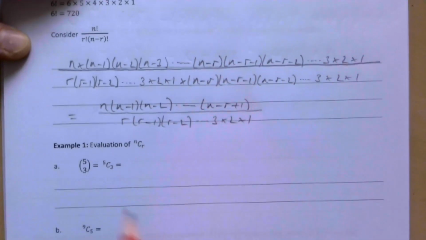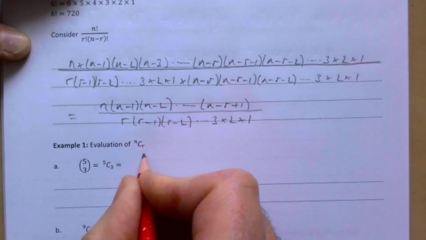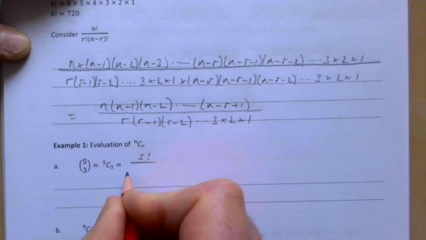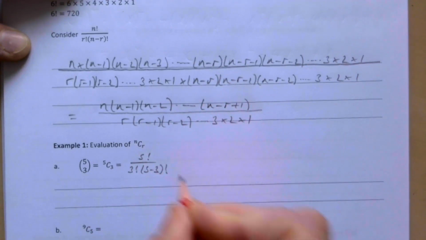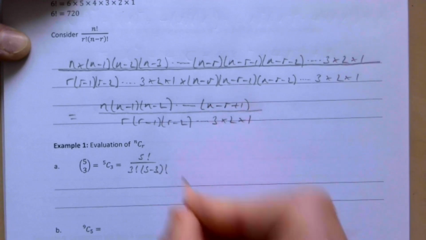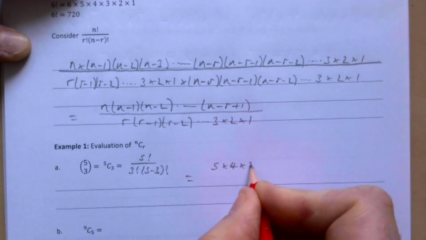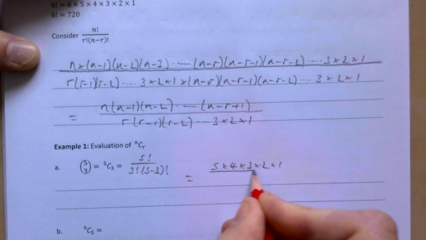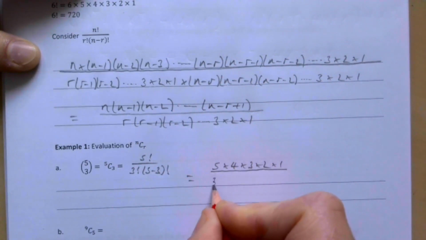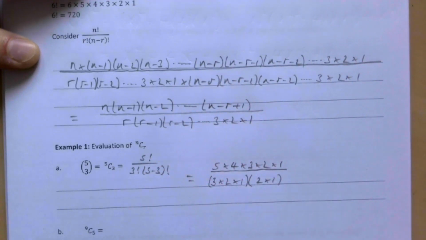Evaluation then of 5C3, that would be 5 factorial all over 3 factorial times 5 minus 3 factorial. So what's that going to give us? That's going to give us 5 times 4 times 3 times 2 times 1. That's what 5 factorial means. 3 factorial is 3 times 2 times 1. And then 5 minus 3 factorial is just going to be 2 times 1.